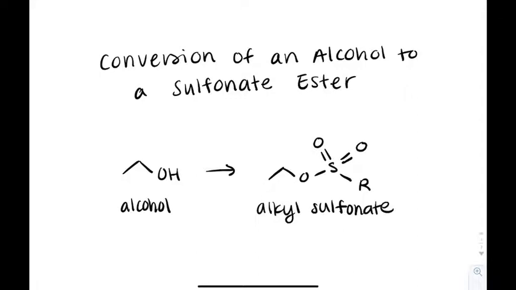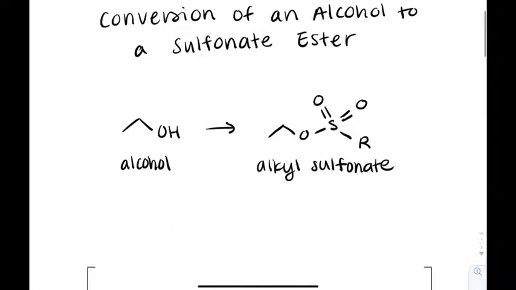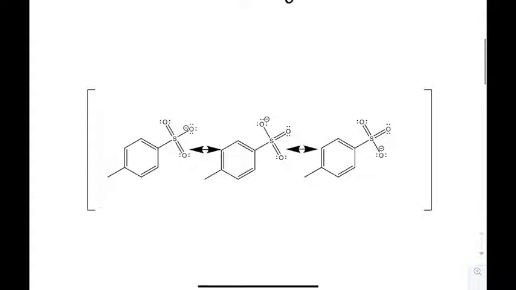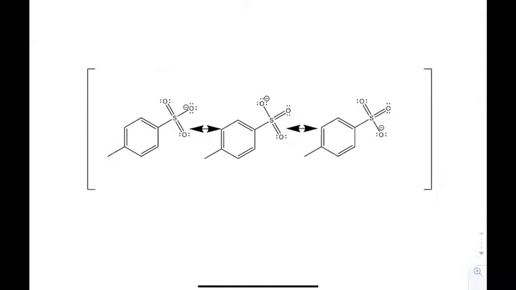In this video, we're going to discuss the conversion of an alcohol to a sulfonate ester. In this reaction, an alcohol, which is a relatively poor leaving group, is converted into an alkyl sulfonate, which is a very good leaving group. The reason why an alkyl sulfonate is a good leaving group is because the negative charge can be resonance stabilized, as shown in these resonance structures.